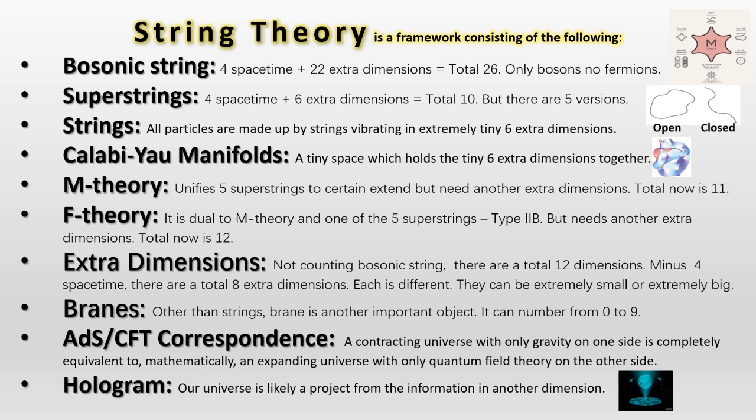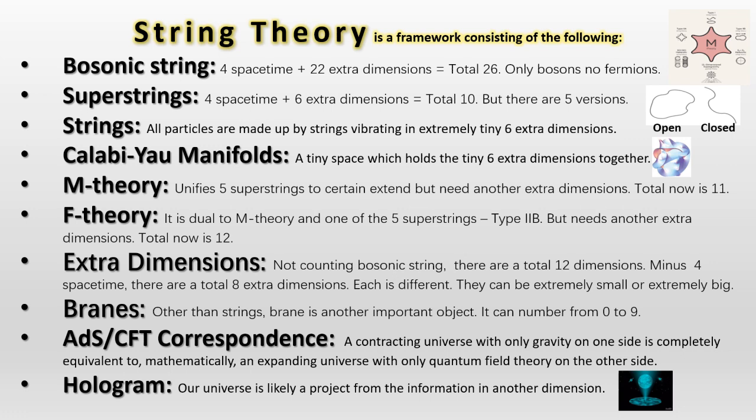But it has many problems. First, it requires many dimensions. There are a total of 26 dimensions. After taking away 4 spacetime, there are 22 extra dimensions. These 22 extra dimensions are nowhere to be found. Second, it can only explain bosons, which are only carriers of forces. It can't explain fermions, which are the building blocks of all matter and our physical universe. Third, it is infested with tachyons whose existence or appearance will annihilate ordinary matter and makes a physical system highly unstable.